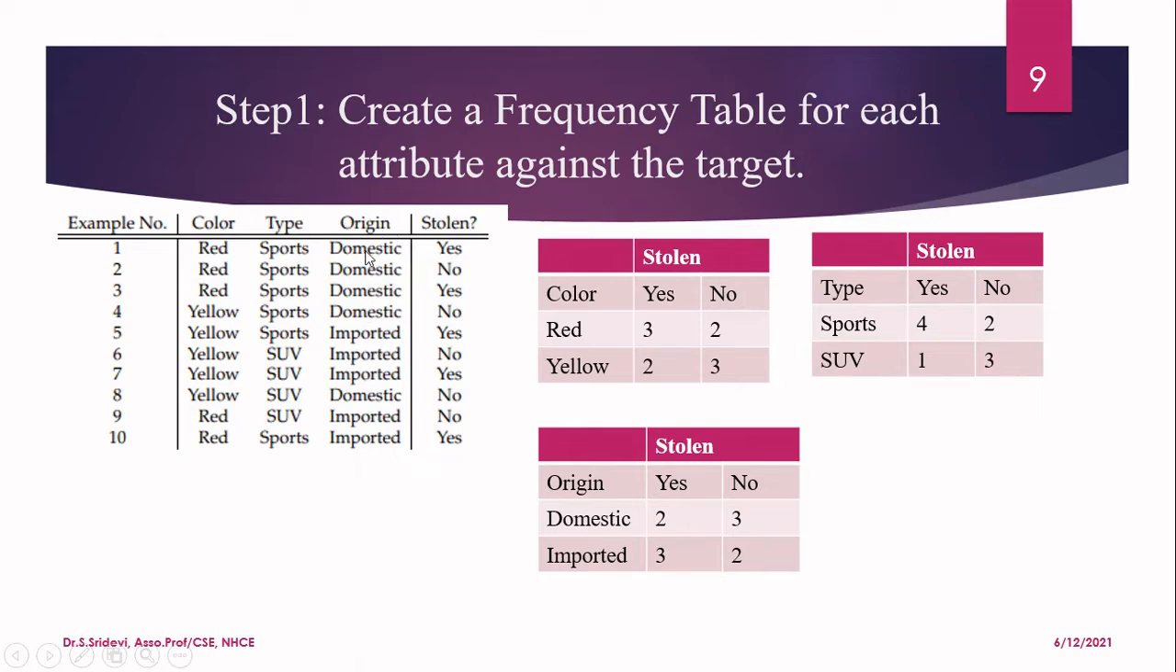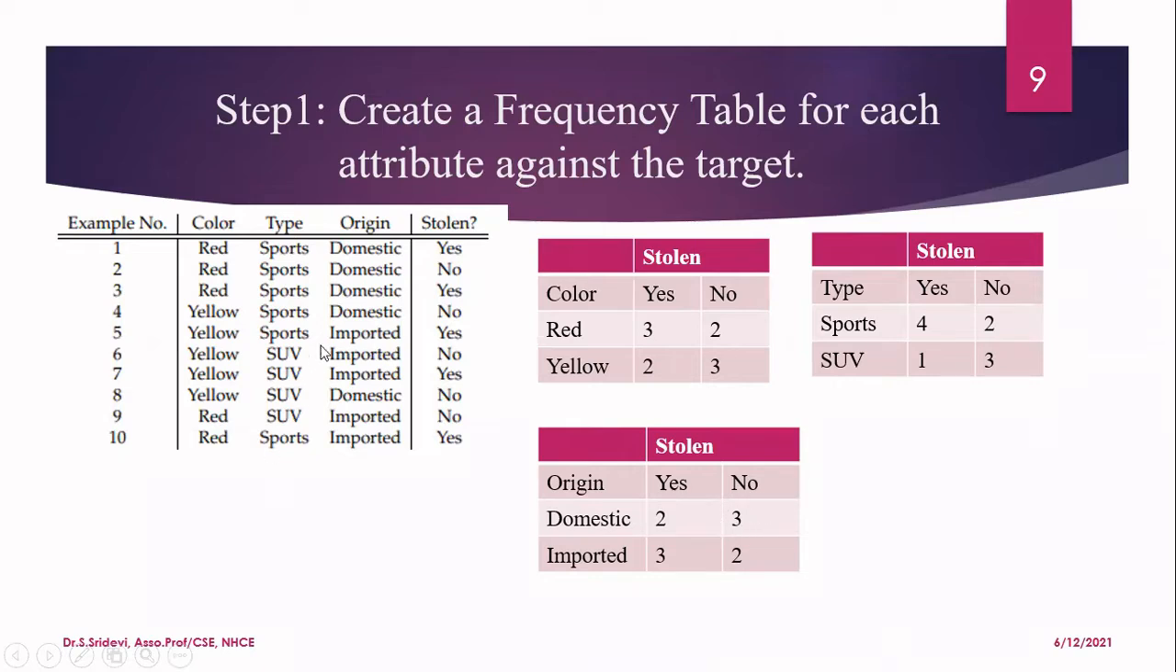Now count how many times domestic is appearing here. Totally domestic is appearing 5 times. In that, instance number 1 is yes, instance number 3 is also yes, and then only 2 instances are yes. So I will write now, when origin is equal to domestic, stolen is equal to yes for 2 instances. The remaining 3 instances are no. So under no, you can write 3.